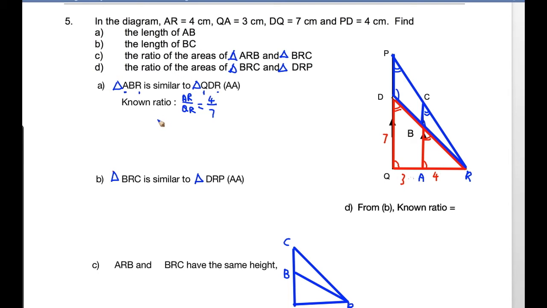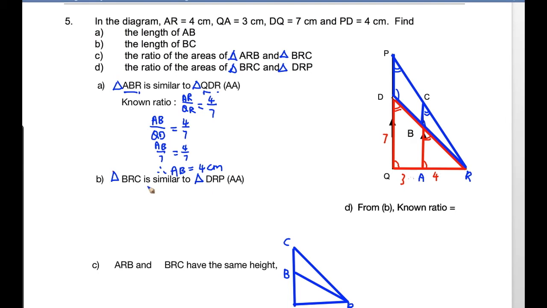With the known ratio, it is now possible to find the length AB by forming a ratio of corresponding sides, AB over QD, and this equals the known ratio. QD is 7, therefore AB equals 4 cm.